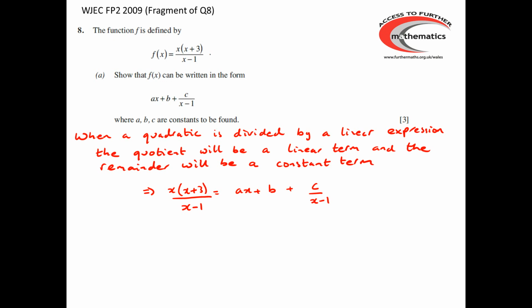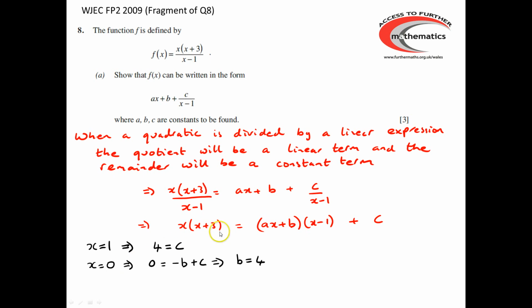If we multiply that up by x minus 1, we obtain x times x plus 3 must equal ax plus b times x minus 1 plus c. And then if we put x equals 1, the left-hand side is simply 1 times 4, which is 4. The right-hand side is 0, add c, so that we know that 4 must be the value of c.